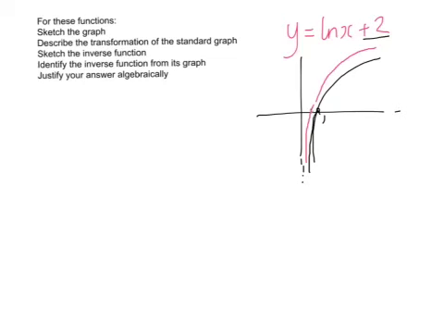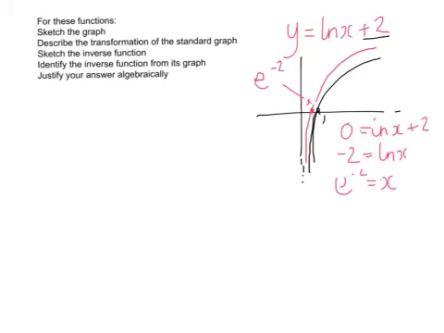Obviously this intercept is different to what it was before, and we need to find that. The intercept is when y is equal to 0, so 0 equals ln x plus 2. So minus 2 is ln x, and x is going to be e to the minus 2. So that intercept on the x-axis is at e to the minus 2.